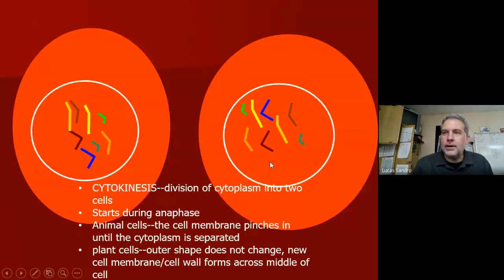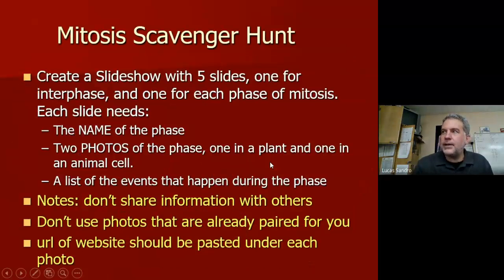And so, your assignment today, as you look at those phases you've drawn in your notes, is to go on an internet scavenger hunt. In this scavenger hunt, you're going to be creating a Google Slides presentation. It's going to have 5 slides, one for interphase and one for each of the 4 phases of mitosis. Each slide needs to have the name of the phase, 2 photos from the internet that you copy and paste in, one from a plant cell doing mitosis, one from an animal cell doing mitosis, and a list of all the events from your notes that are happening in that phase.